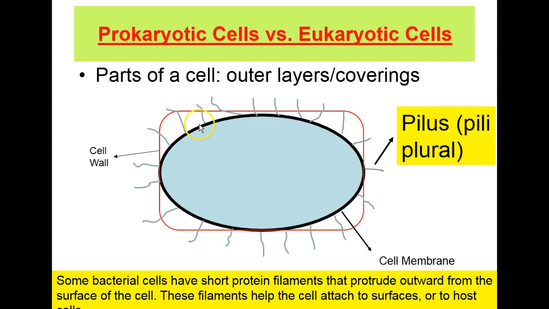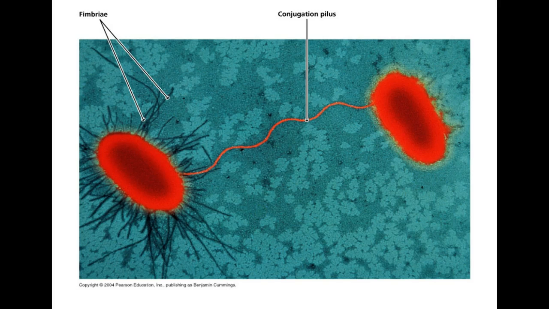Some bacterial cells have short protein filaments that protrude outward from the surface of the cell. These structures are called pili. These filaments help the cell attach to surfaces or to a host cell. Some pili are called conjugation pili because they allow cells to contact each other briefly to exchange genetic material.